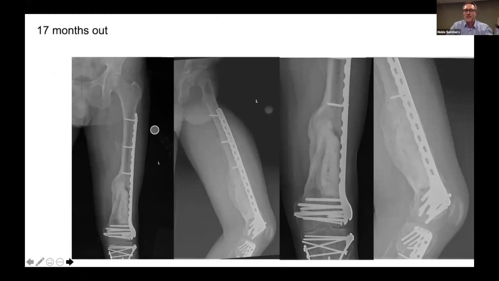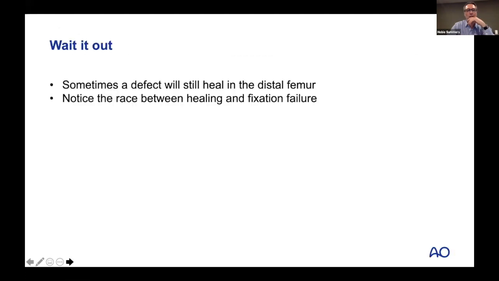So here he is 17 months out, still with only that one screw. He has no pain. He works like crazy and he's doing fine. So my take home from that one, and I think from a lot of these distal femurs, is that sometimes a defect will still heal in the distal femur. And there's this race between it healing and your fixation failure. And at least for me, as long as they're making bone, they're healing, they're not symptomatic, I wait it out. I let them prove to me that they need another operation before I do anything. However, I think Sean's idea of maybe putting in 2 more screws somewhere else in the diaphysis for that one may have been a good idea.